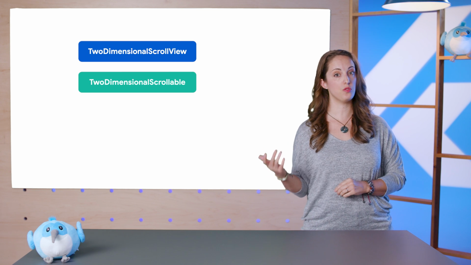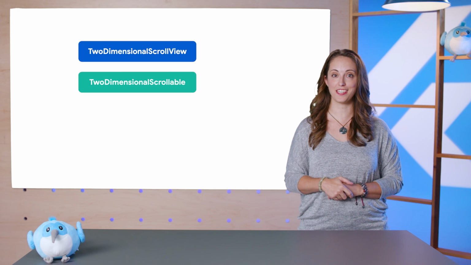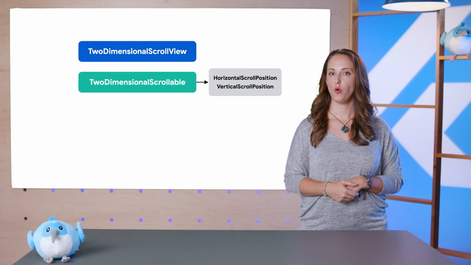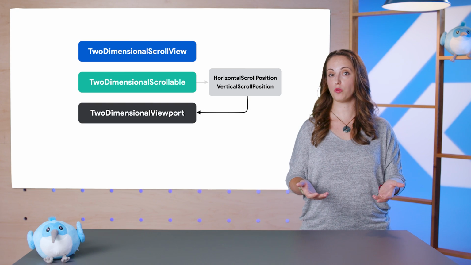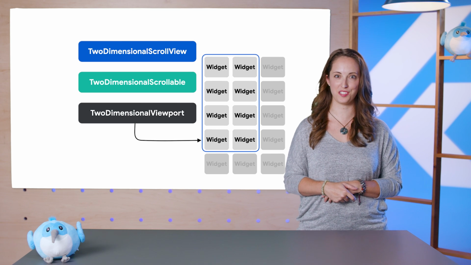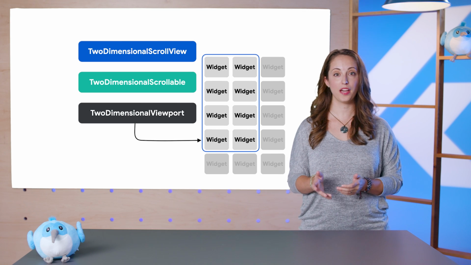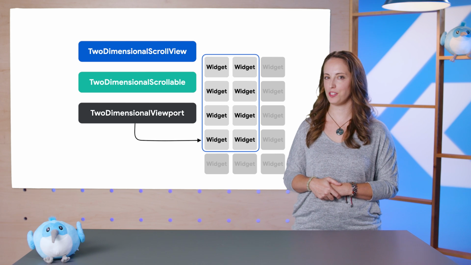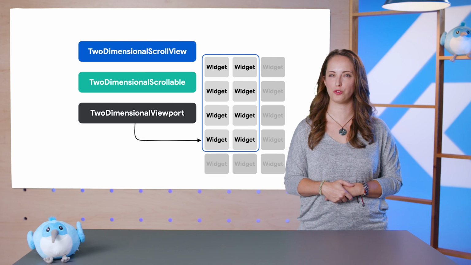It creates the two-dimensional scrollable widget that handles the interactions, this time with two scroll positions, which inform the two-dimensional viewport, which then lays out what is visible based on the current scroll positions. This way, we only have one window for viewing our content, rather than two if we had composed multiple single-dimension scroll views together.